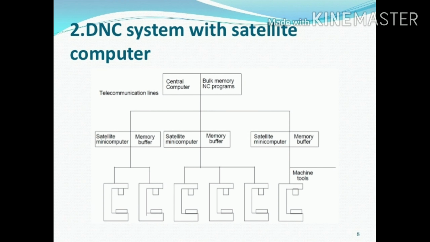The second type is the direct numerical control system with satellite computer. The difference in this system is that the central computer is connected to different satellite computers. Each satellite computer is a mini computer which takes the burden off the central computer. The satellite computer is connected to a group of machines. This helps to reduce the load on the central computer, and it also increases the speed of manufacturing. The main command is given with the help of the central computer.